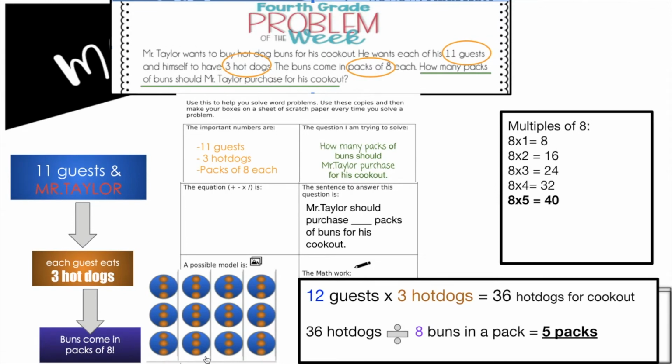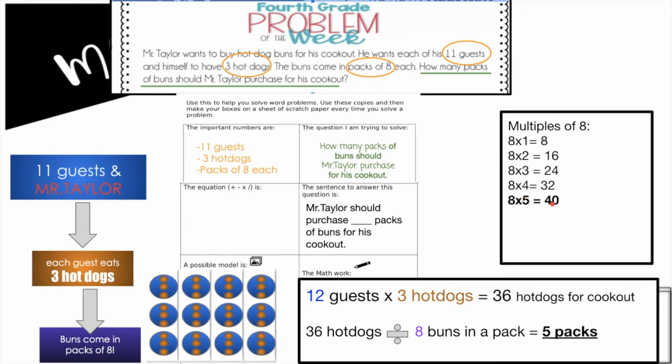Well, I can't leave out hot dogs. I can't have a couple hot dogs without a bun. So if I only buy 4 packs of 8 buns, I'm going to get 32 hot dogs with buns. How many hot dogs do I have? I have 36. So I have to go up to the next one because I'm going to be short 4 buns for my hot dogs. I need to go to 8 times 5, which is 40.